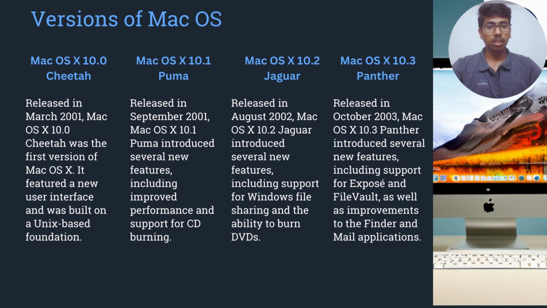Next is 10.2 Jaguar, which was released in August 2002. It introduced several features including support for Windows file sharing and the ability to burn DVDs. After Jaguar, Panther was introduced in October 2003 with several new features, including support for Expose and FileVault, as well as improved Finder and Mail applications.